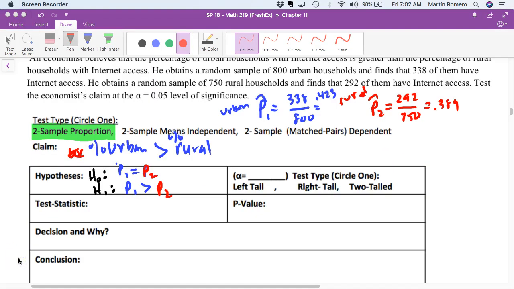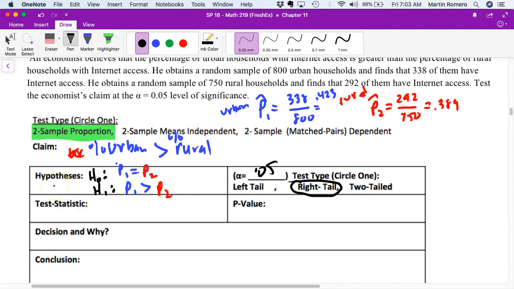So this is what you should be writing down right now. You have your P's, P1, P2. You should have this already. Here's your null and alternative. Our claim was that urban is greater than rural. We're testing this at alpha 0.05. This is a right tail test.